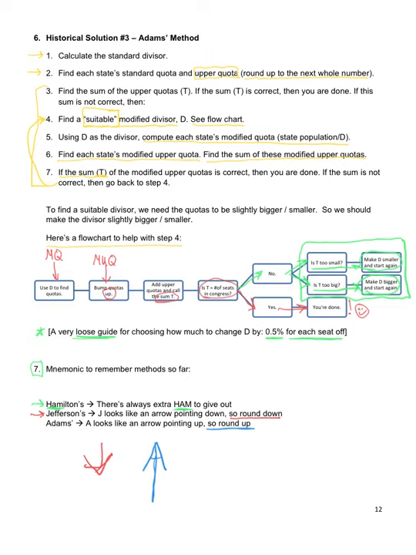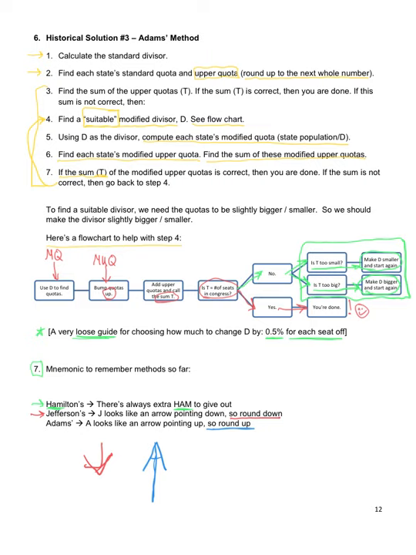And if you're curious about the history behind this, there's a link in Moodle with a timeline. You'll have to scroll through the article a little bit to find your timeline. But you'll find some interesting information in there, including the fact that Adams' method actually never got used. They had discovered some problems with Jefferson's method and realized that Adams would suffer from those same flaws.